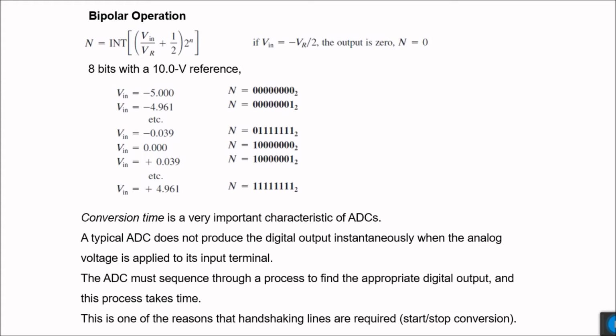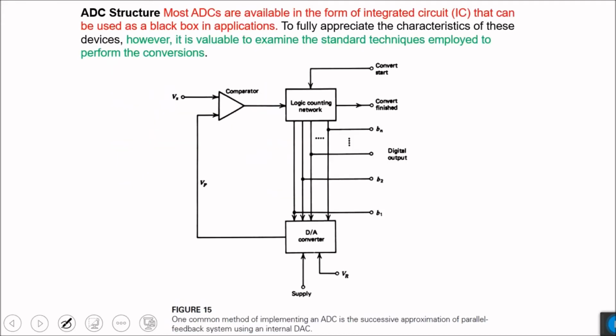And this is one of the reasons that handshaking lines are required. The handshaking is the communication between the ADC and the microprocessor. So the microprocessor asks the ADC to start or stop the conversion, and then at the end of the conversion, the ADC will tell the microprocessor that okay, now my conversion is finished, so now you can read the data. And this is the structure of a successive approximation parallel feedback system for an ADC.